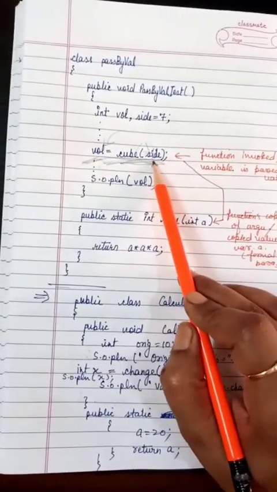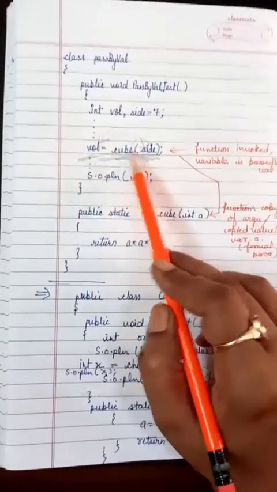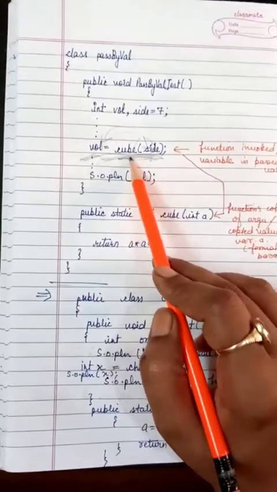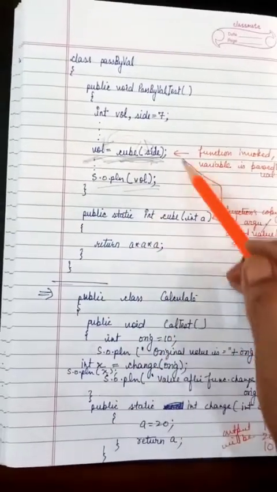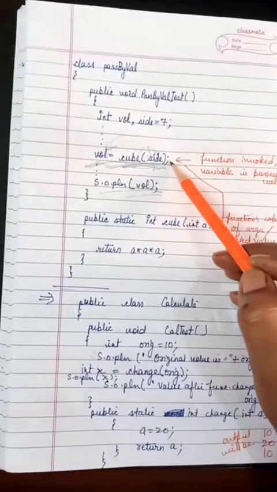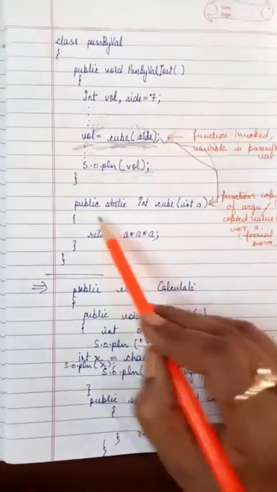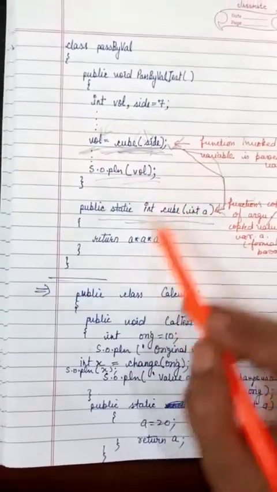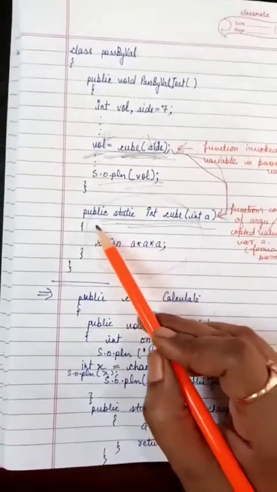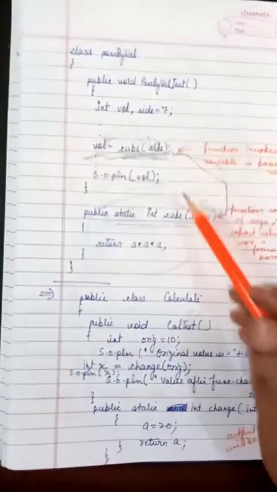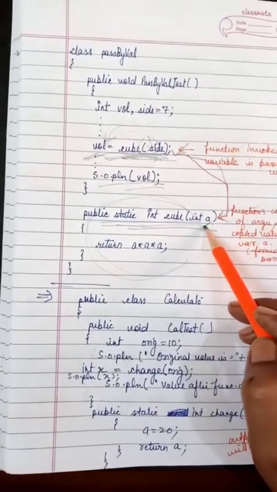We are passing variable side while calling this function, and whatever this function is returning, we are receiving within vol and printing that. As soon as this statement is encountered, the control goes to the function definition. This is the function call statement and this one is the function definition. We are defining function cube over here, and the body of the function is here. We are receiving this actual parameter within A, so this one is the formal parameter.